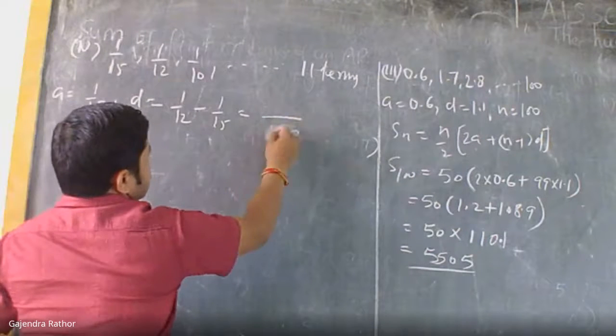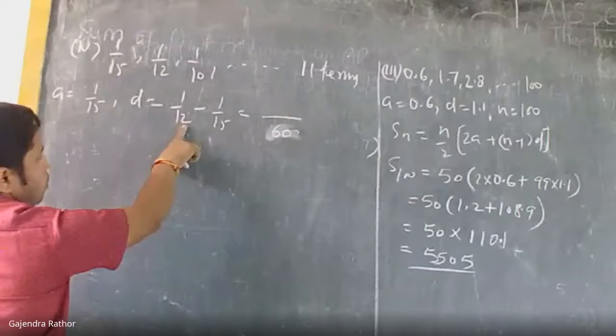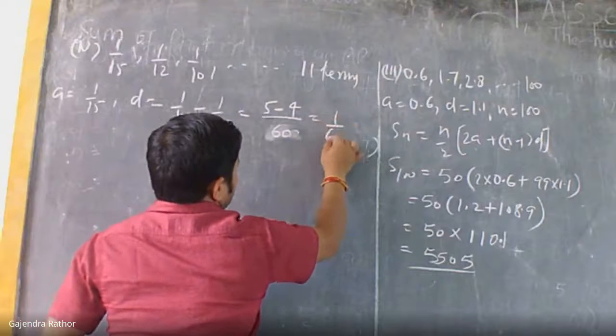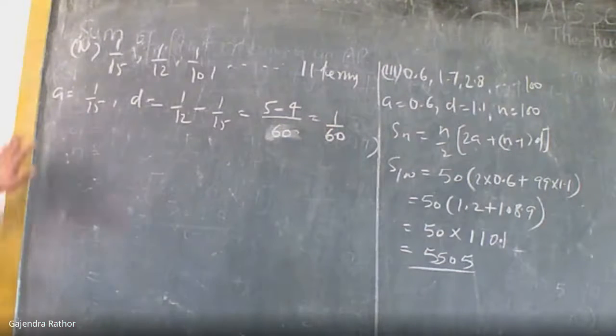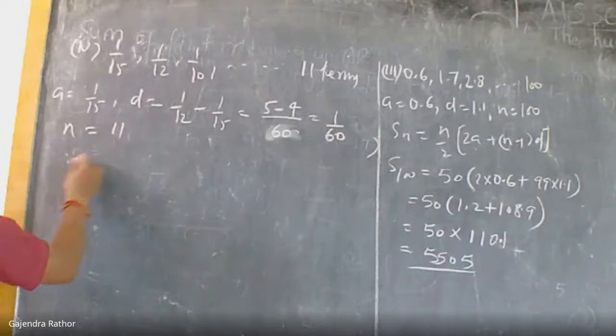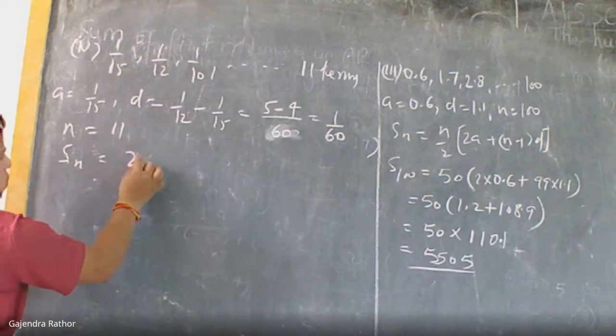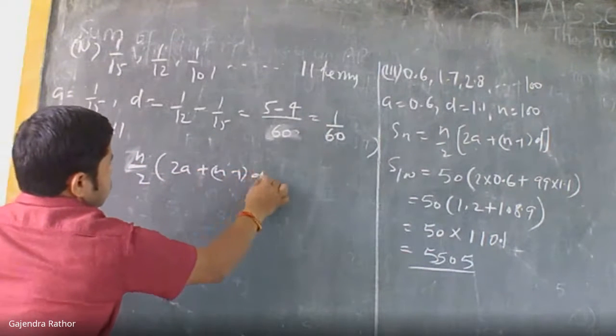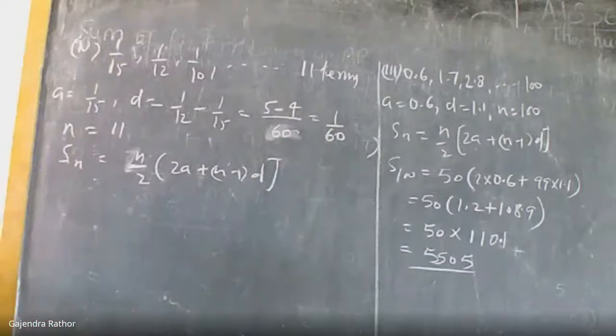No, LCM is 60. 12 times 5 is 60, 15 times 4 is 60. That is 1 by 60, the common difference. And n is equal to 11. So now Sn is equal to n by 2 into 2a plus n minus 1 into d. So let's find out the value of Sn up to 11 terms.